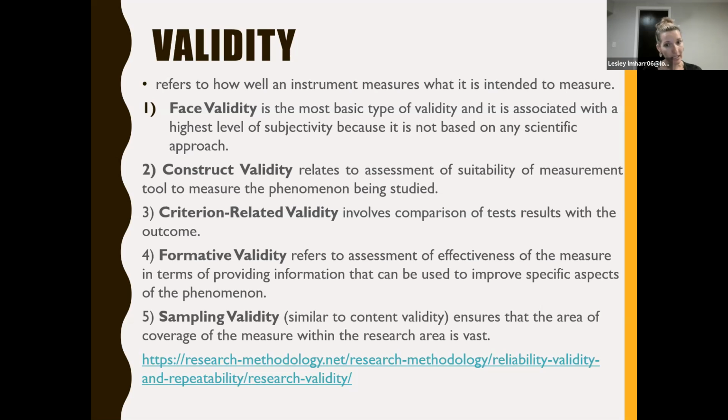And lastly is sampling validity. This is similar to content validity, which might be a term that you've heard before, which ensures that the area of coverage of the measure within the research area is vast. If you think about a concept that is pretty vast, let's say we're looking at stigma. Stigma is a very multifaceted phenomenon. For example, if we're measuring stigma, we're going to look at enacted stigma, like discrimination, but we're also going to be looking at internalized stigma, or stigma that really is held within oneself. These are two very different areas of content, but a stigma scale should really cover the multifaceted aspects of stigma.